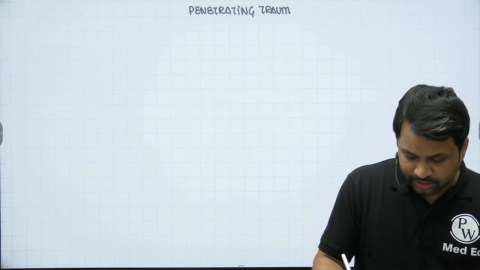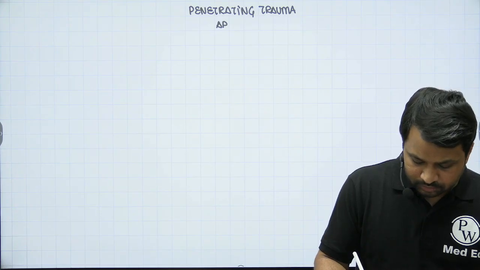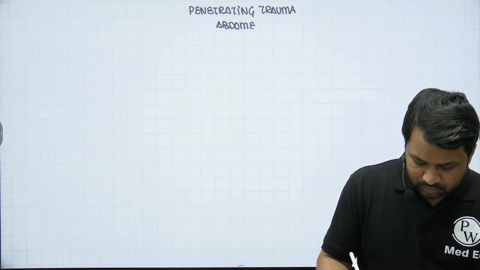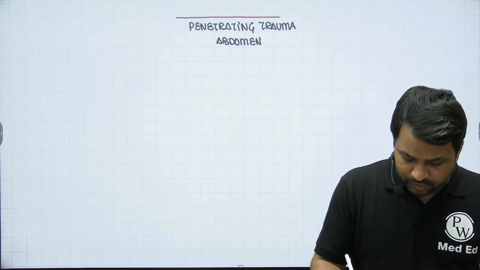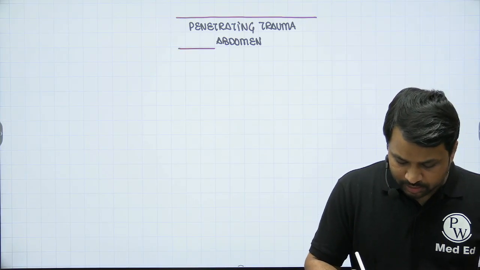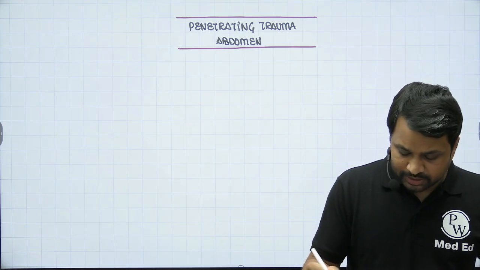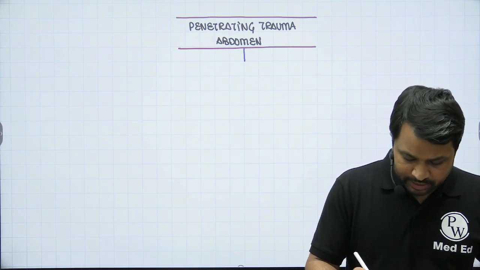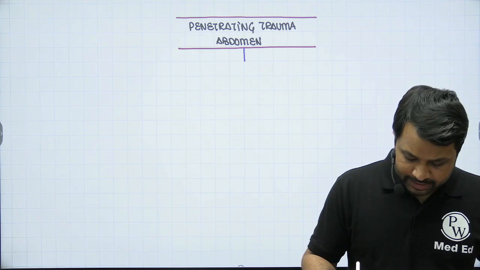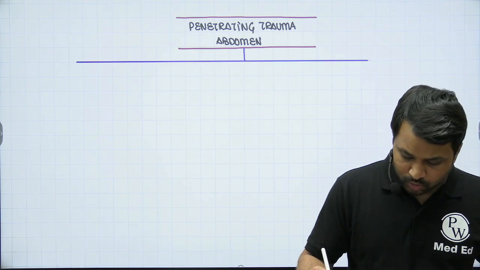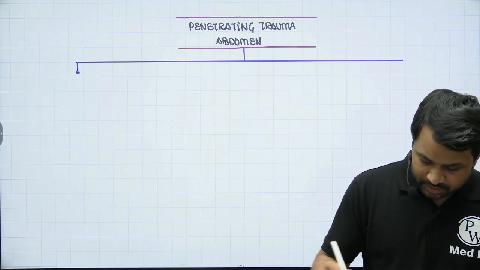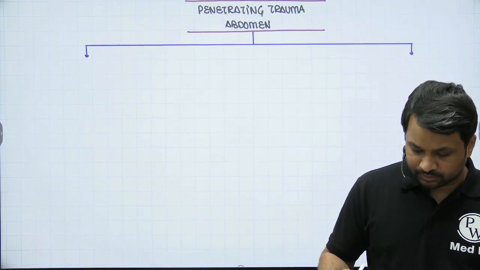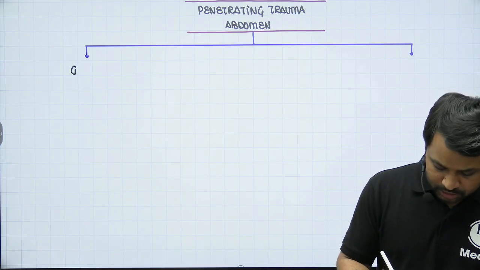Your penetrating trauma abdomen. So the protocol for the penetrating trauma abdomen is to see whether the patient is having a penetrating trauma abdomen secondary to a gunshot wound or a stab wound, right? So the first thing you will assess is, is it a gunshot wound?